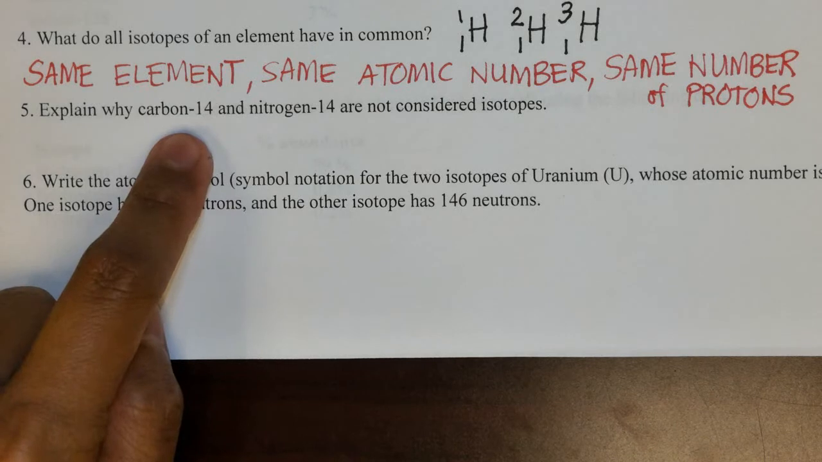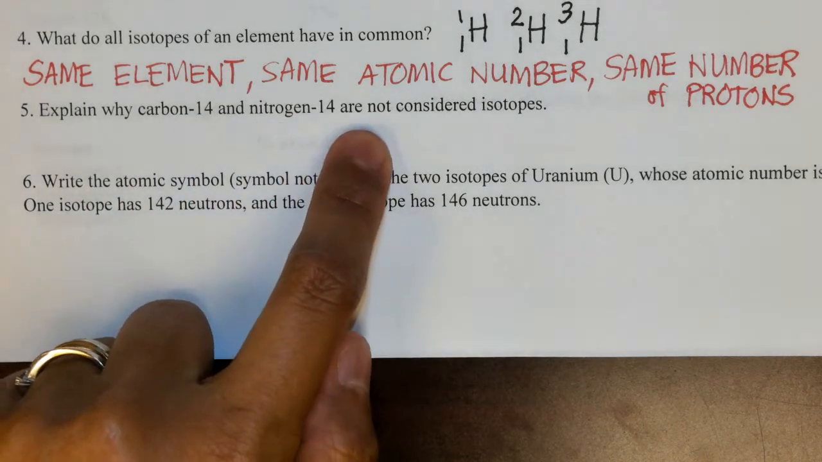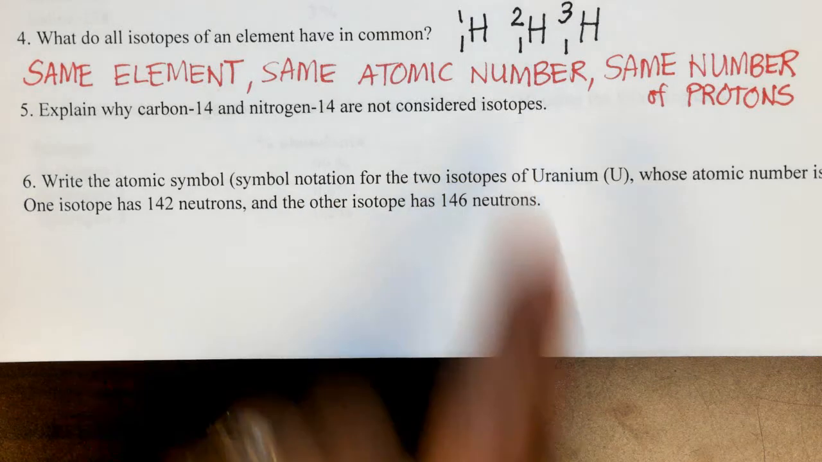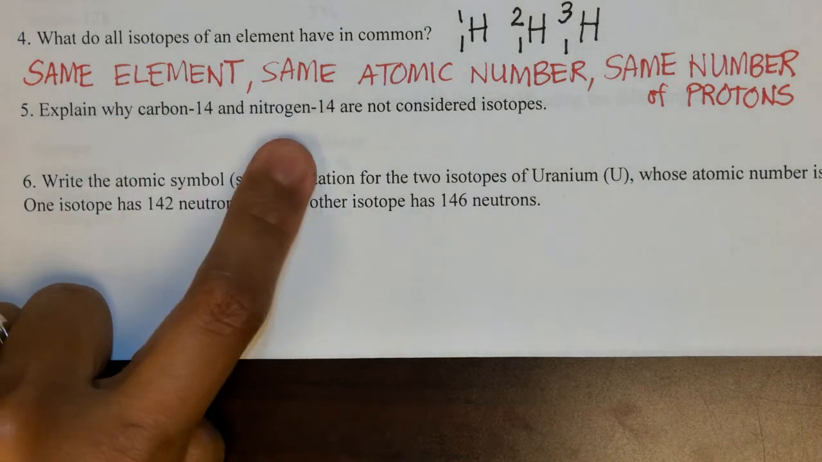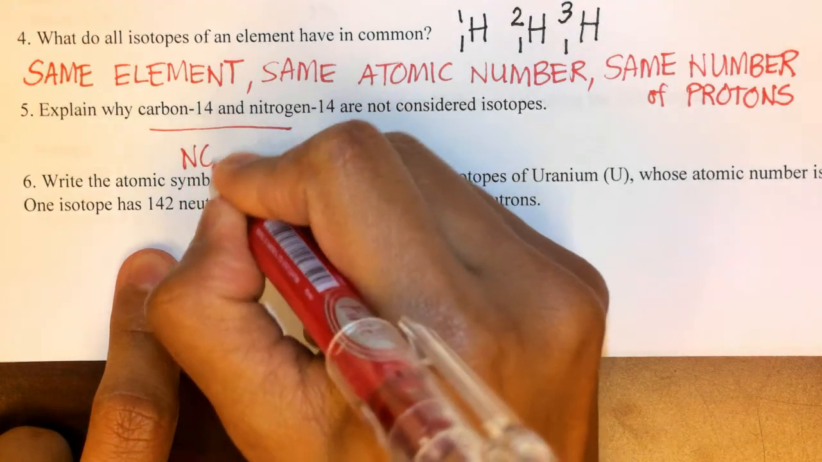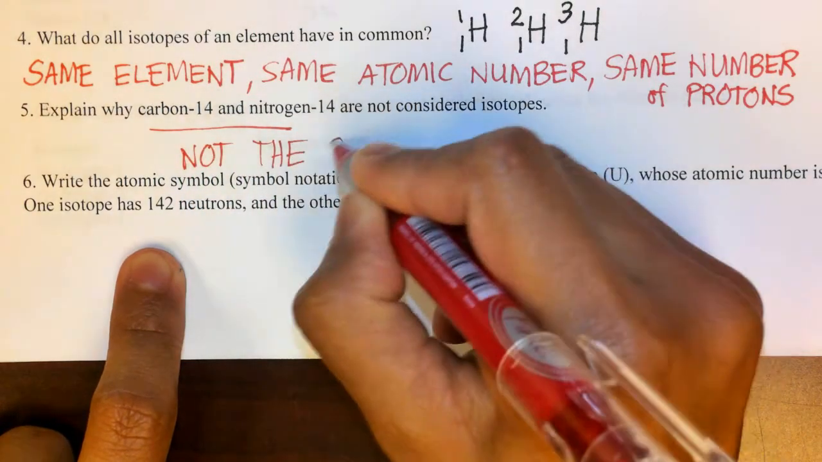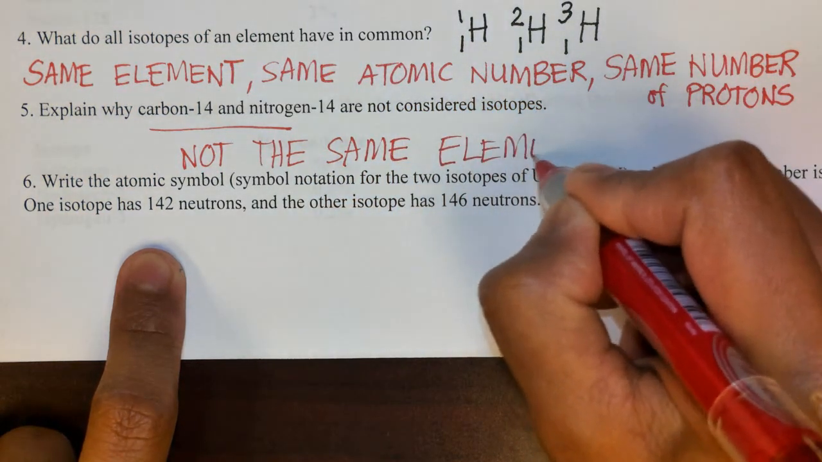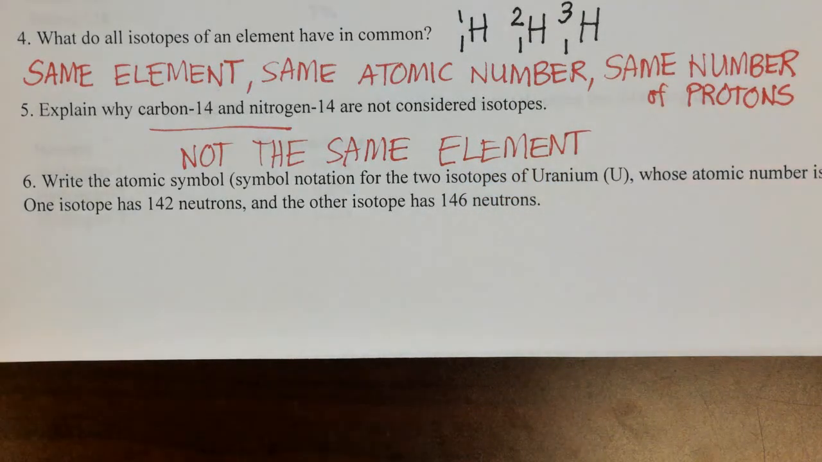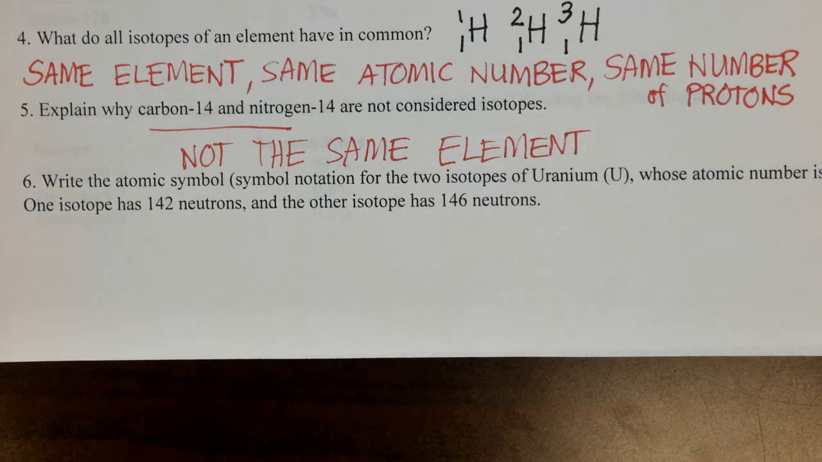Explain why carbon-14 and nitrogen-14 are not considered isotopes. What is the answer? Why is it that we don't consider carbon-14 and nitrogen-14 isotopes? So we cannot consider these 2 as isotopes because they're not the same element. Carbon is carbon, nitrogen is nitrogen. Not the same element. So they're not isotopes. Now we'll go to number 6. This is the very last.